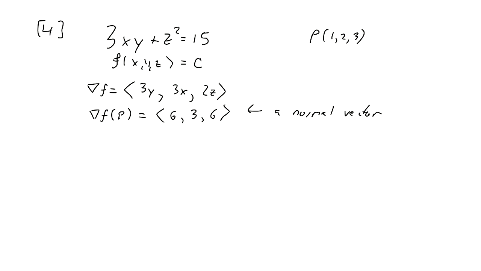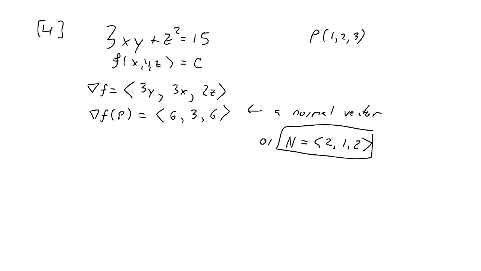But also I can use any other vector which is perpendicular or which is parallel to this one. So if I wanted to divide out that common factor of 3, I could also use n equals 2, 1, 2. One of these would be good.